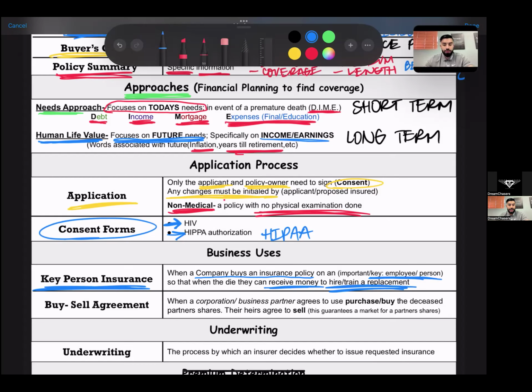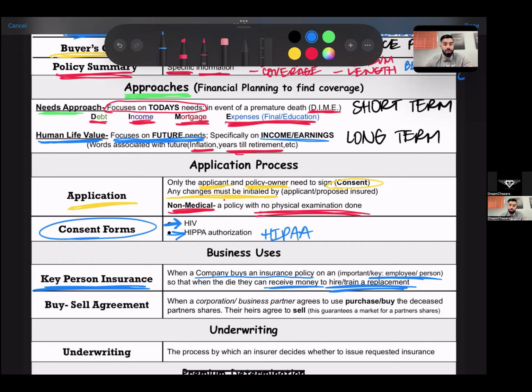Here, for example, let's say I own a restaurant. I have my chef that knows how to make the food, right? Knows all the recipes. People always come back because they know the food's going to taste the same. He, to my business, is considered a key person, a key employee. So I can put life insurance on him. Why? Because if he passes away, guess what? Now I have to find a replacement. I have to hire a replacement. I have to train the replacement. So that takes money. So this insurance can cover that cost.